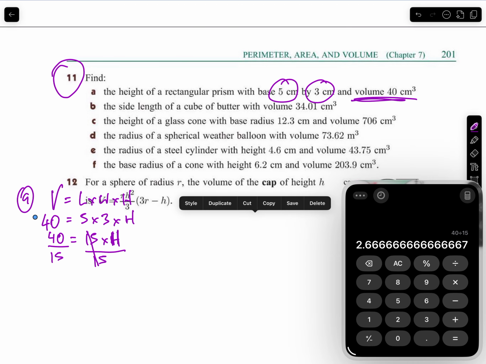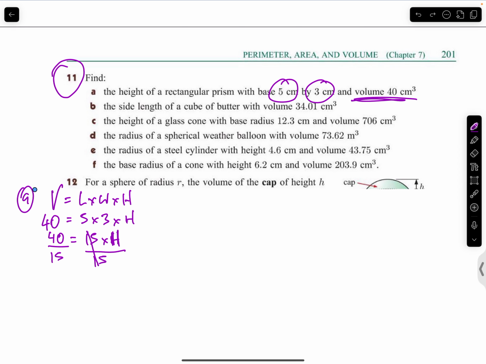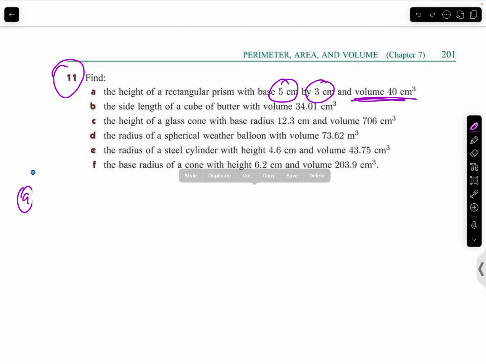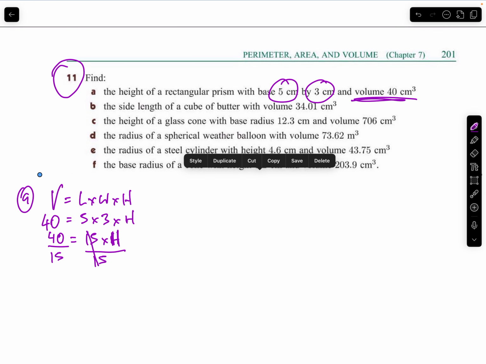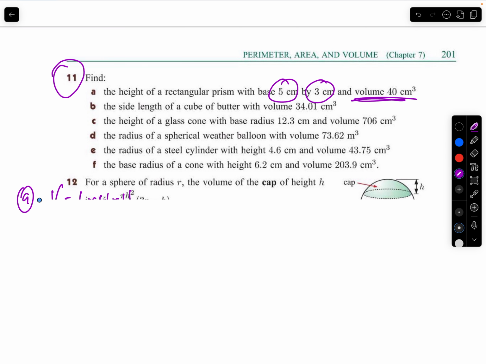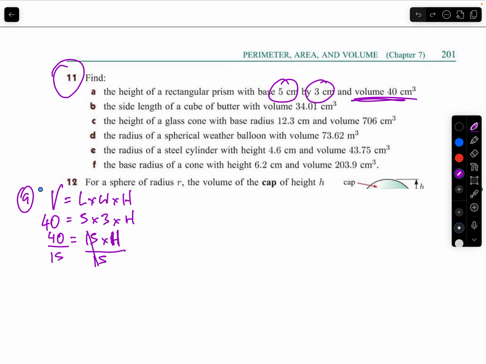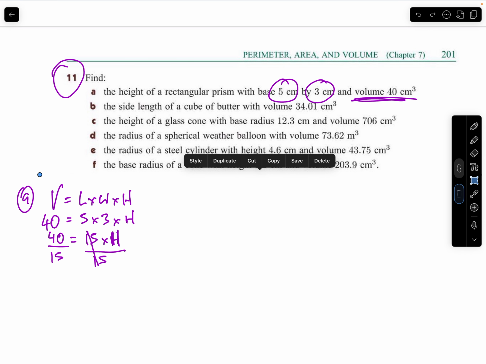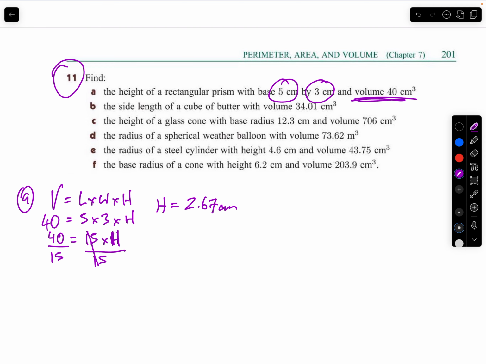So height, why is this? My little cover up thing's not working. The height is going to be, it keeps moving now. I'm going to lock that in place, no, I can't lock it in place, I just need to draw it. So height is going to equal 2.67, and that was in centimetres.